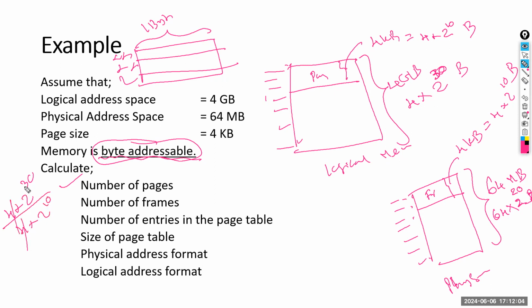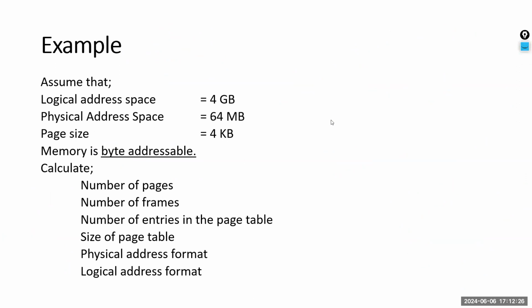The 4s get cancelled. This is indices. 2 to the power 30 divided by 2 to the power 10: division means subtraction, so 2 to the power 20. 2 to the power 20 number of pages are there. Right. So 2 to the power 20. That is the answer for the first question.